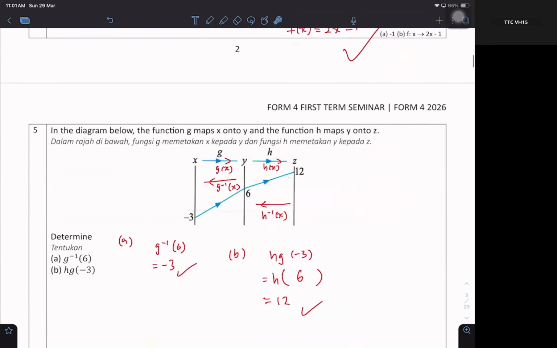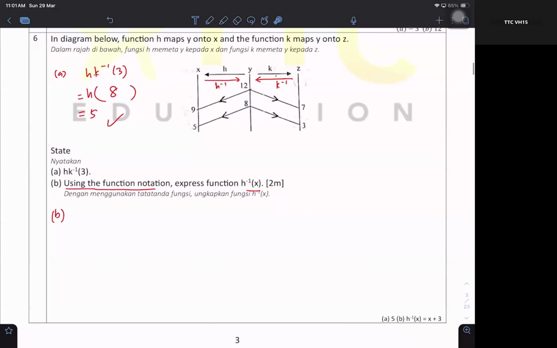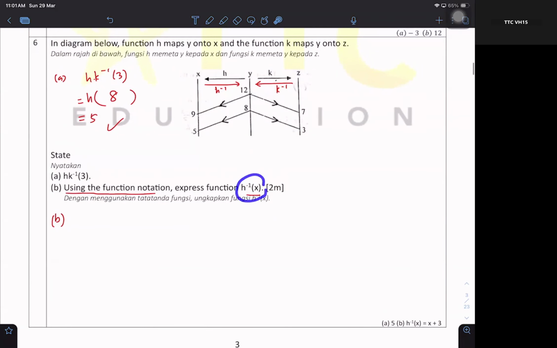I show you. Same. You see, where is h inverse? They only want h inverse. h inverse is from the left to the middle, right? So you go from left to the middle. So 9 goes to 12, 5 goes to 8. So it's 9, 12, 5, 8. Those are the coordinates.